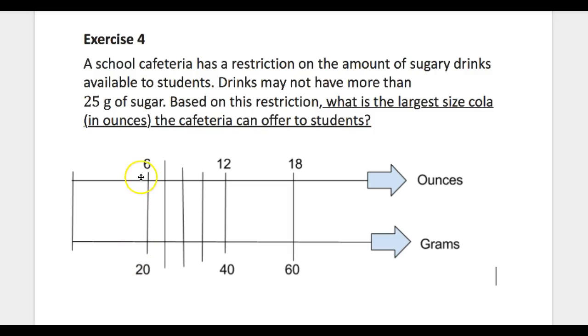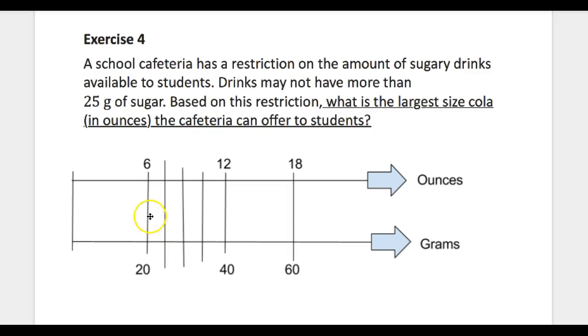Okay, so what we have here are the same numbers we've been working with today in this lesson. We have 6 ounces for 20 grams of sugar, 12 ounces for 40 grams of sugar, 18 ounces for 60 grams of sugar, and we could continue on. In the past, we've had more than this on our table, but we don't need to, because we're only going to 25 grams of sugar. So as you can see, I've drawn in some extra lines here already so that I can put my 25 right here.